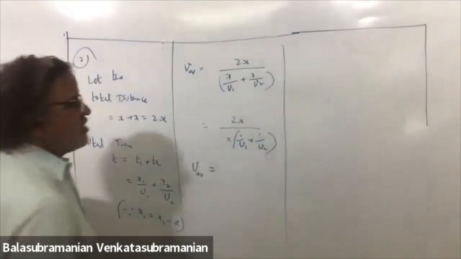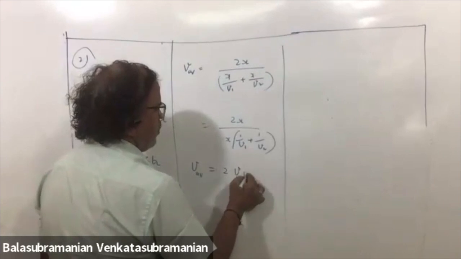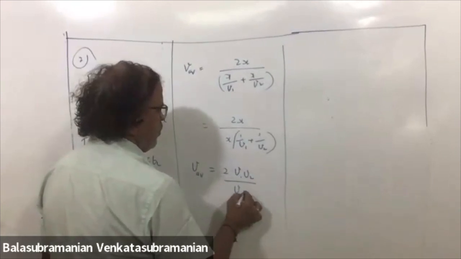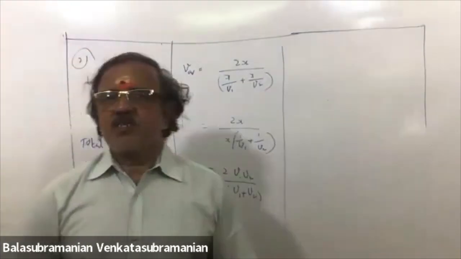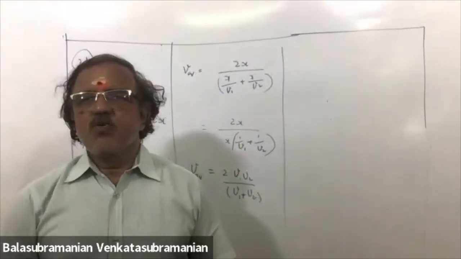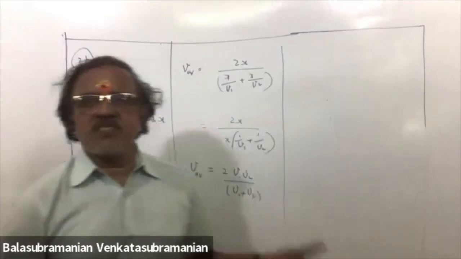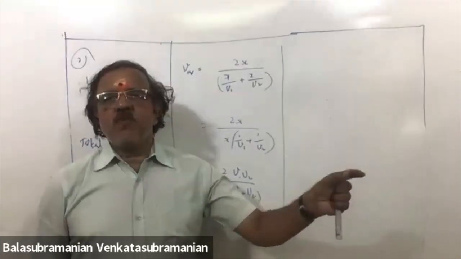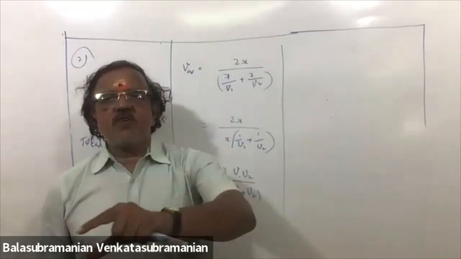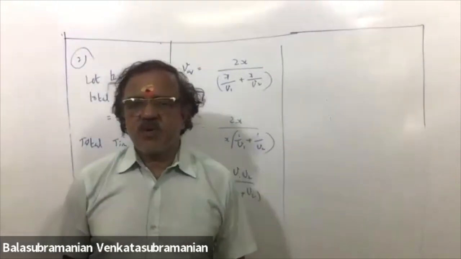X cancel 2 into V1 V2 by V1 plus V2. First problem we have done similar. So two different speeds are given. Calculate the average velocity. This is the basic formula. First half one speed, second half one speed means it is easy to calculate. Okay, fine.